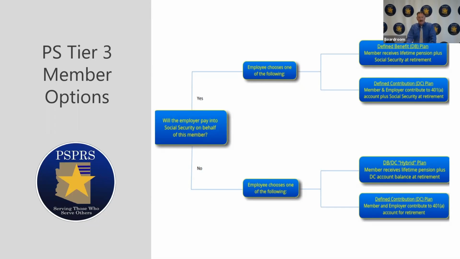Or they can elect that straight defined contribution plan. Again, they make a contribution in, the employer makes a contribution, they retire, they walk out with two buckets of money, and then they have to manage that for the rest of their life. Those are the choices that are available. They're tough choices, but it's nice to have options.